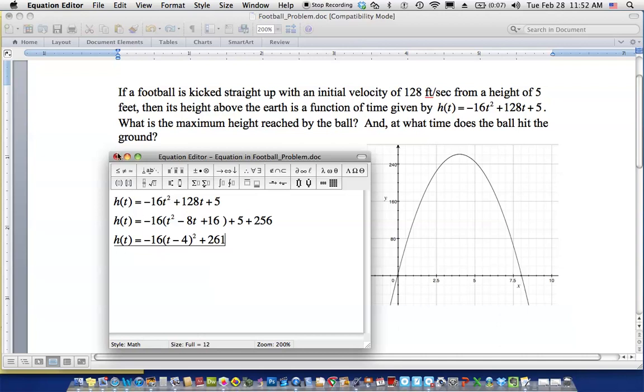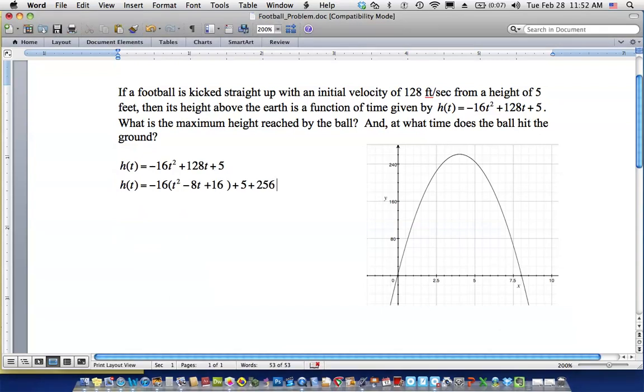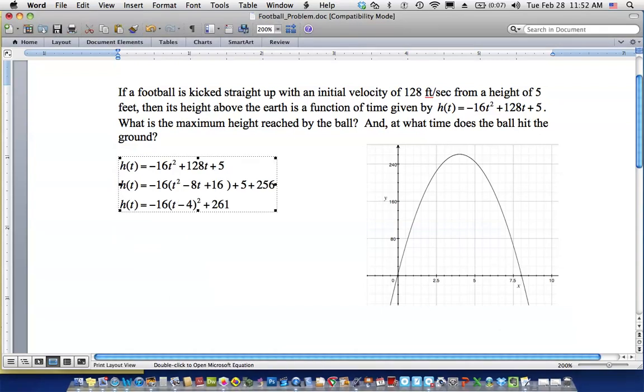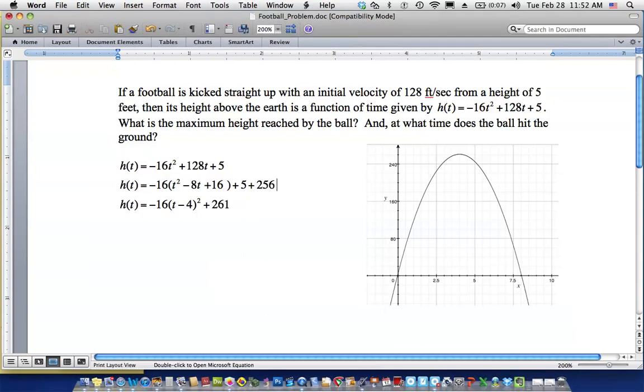261. Okay, we're done. We now have the equation for this function, and we have it in the proper format. So what's our vertex? Now that we've completed the square, the vertex for this function would be (4, 261). In terms of t and h, that means at 4 seconds in flight, it will reach its maximum height of 261 feet.